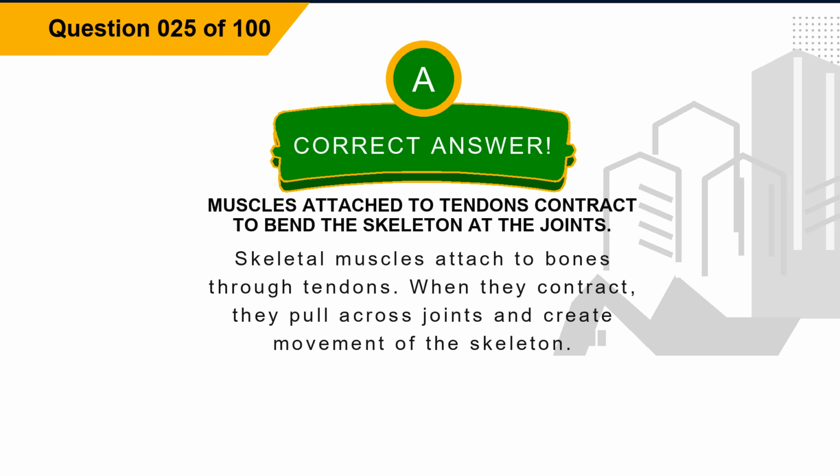Explanation. Skeletal muscles attach to bones through tendons. When they contract, they pull across joints and create movement of the skeleton.